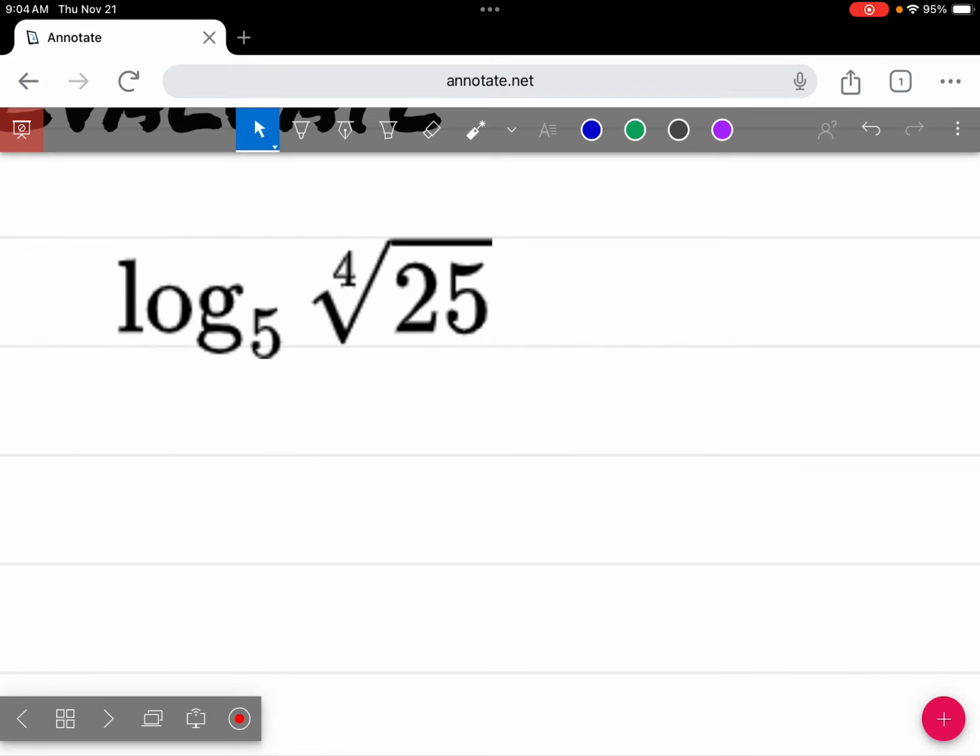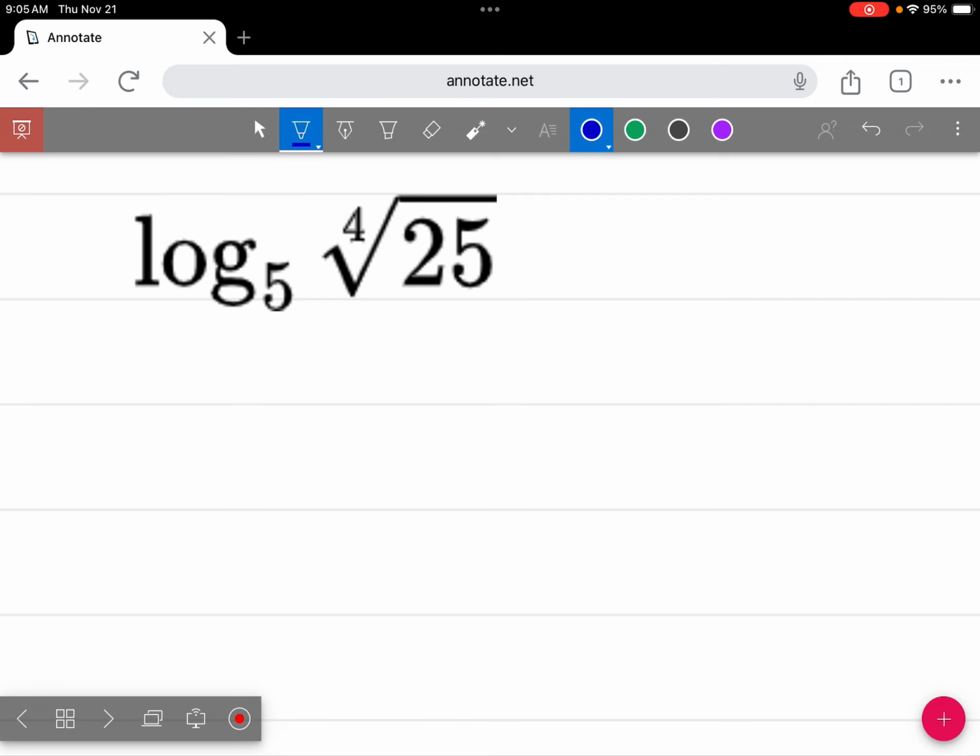So log base 5 of the 4th root of 25. What do we notice about this? We know the square root of 25. This is unfortunately asking us for the 4th root of 25, so it's not quite the same. How could I write the 4th root of 25 in an exponential form? Like 25 to the what? 1/4. So this is the same thing as log base 5 of 25 to the 1/4.